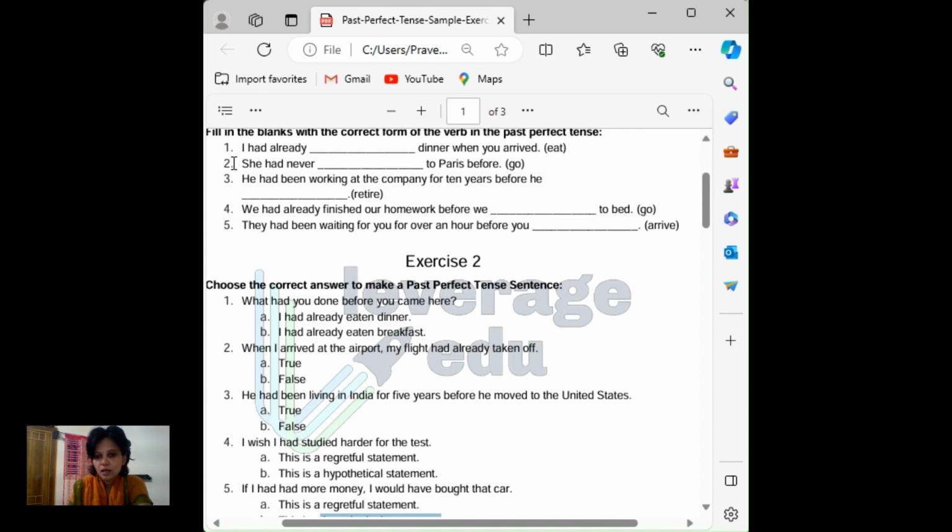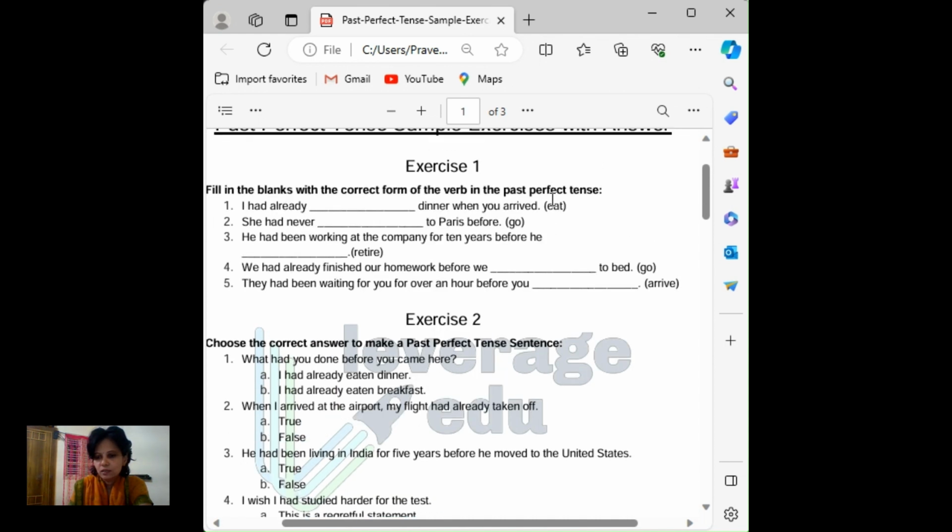First one: I had already dash dinner when you arrived. Here in the bracket, it's just eat. We should use the past participle. So eat has become eaten. I had already eaten dinner when you arrived.